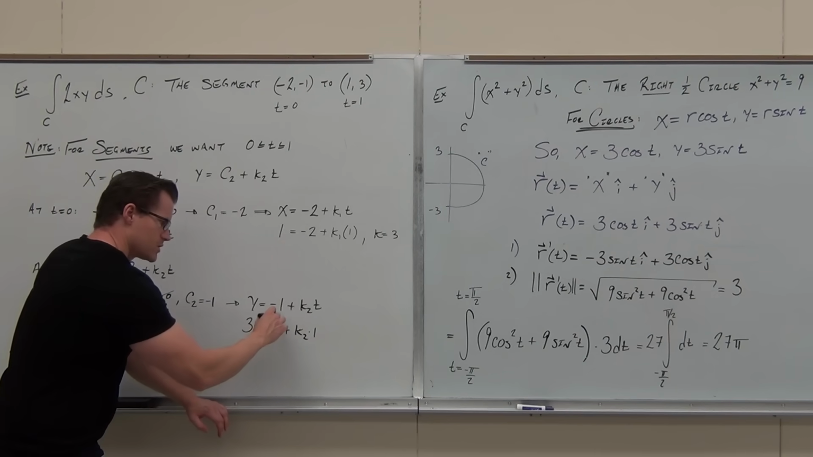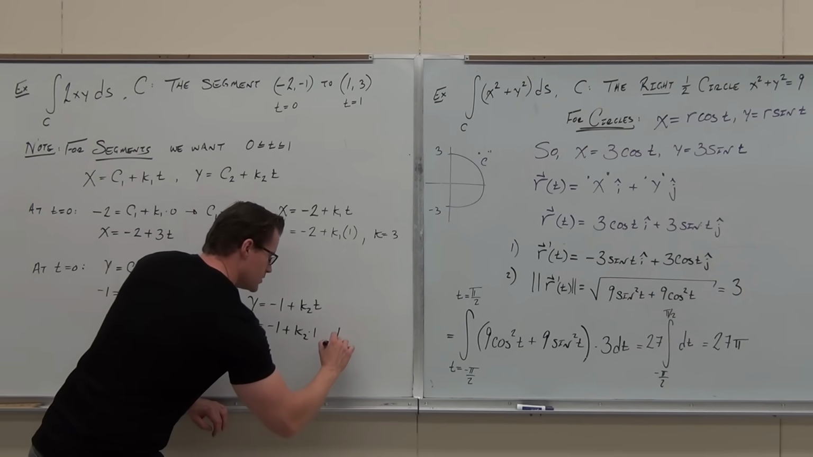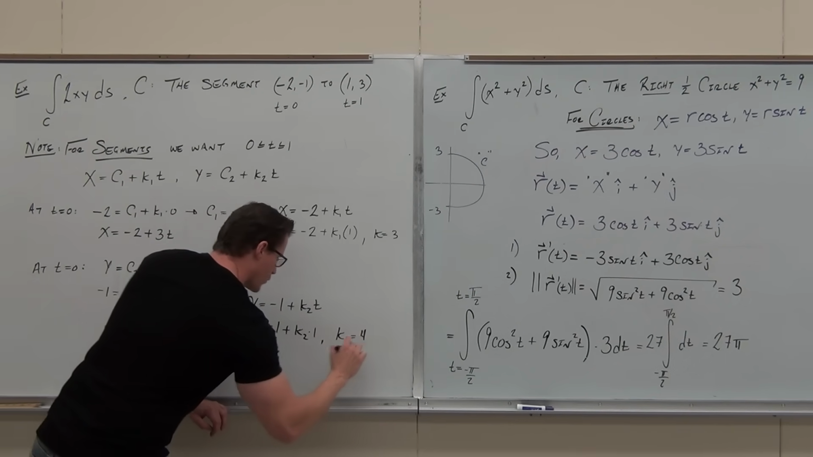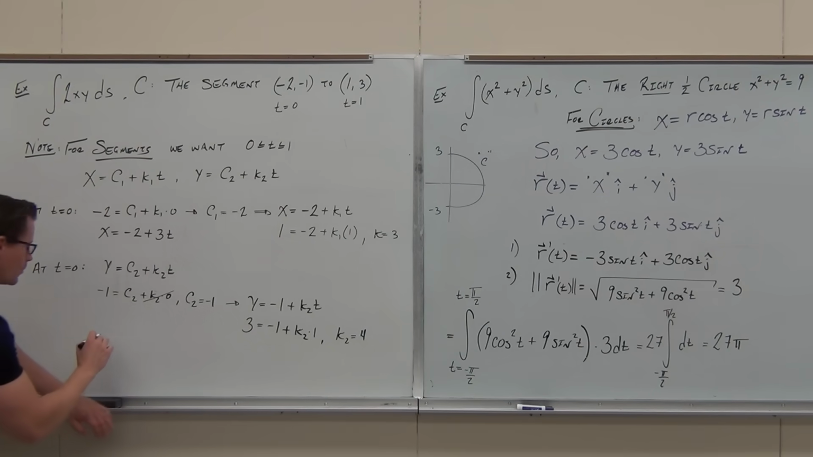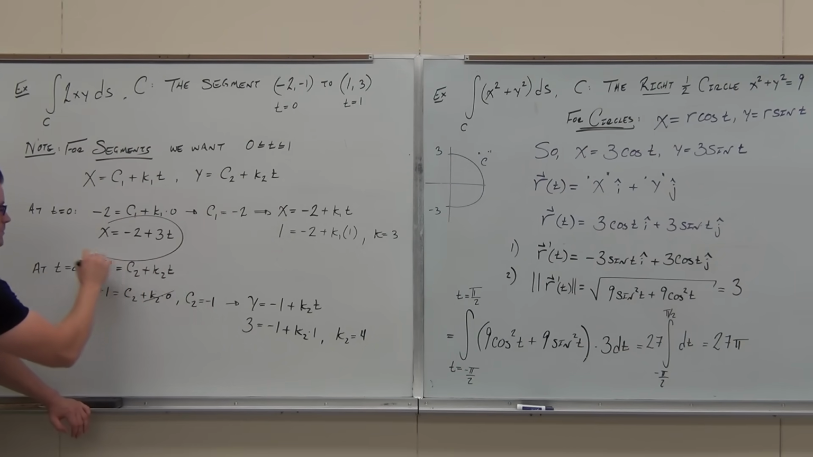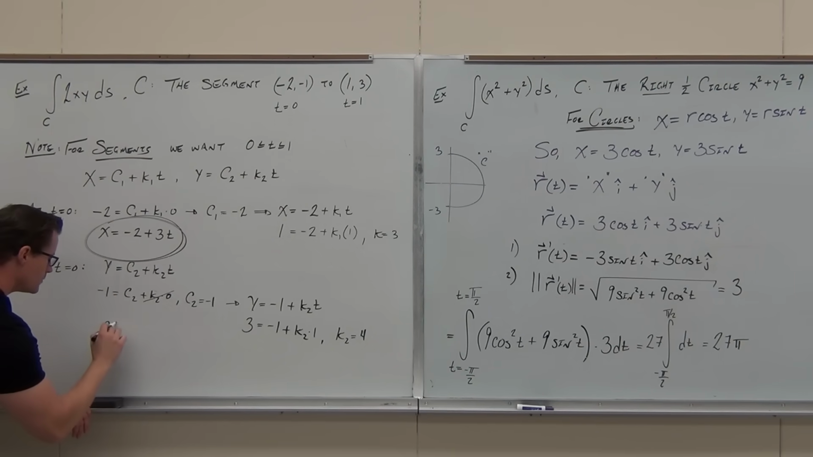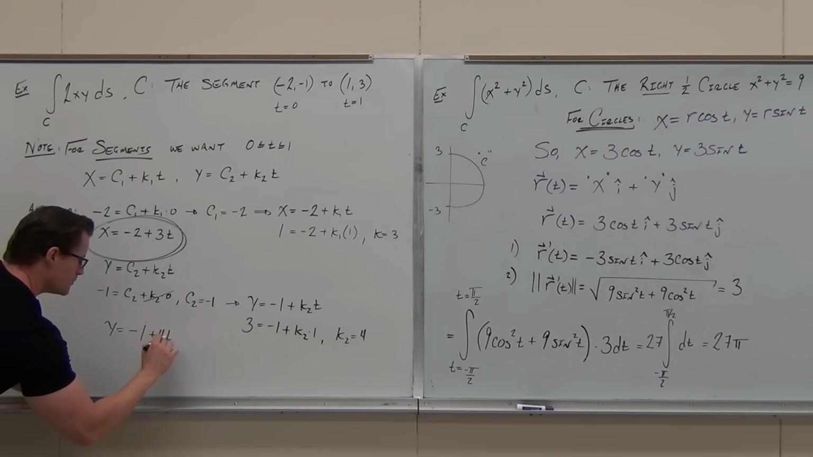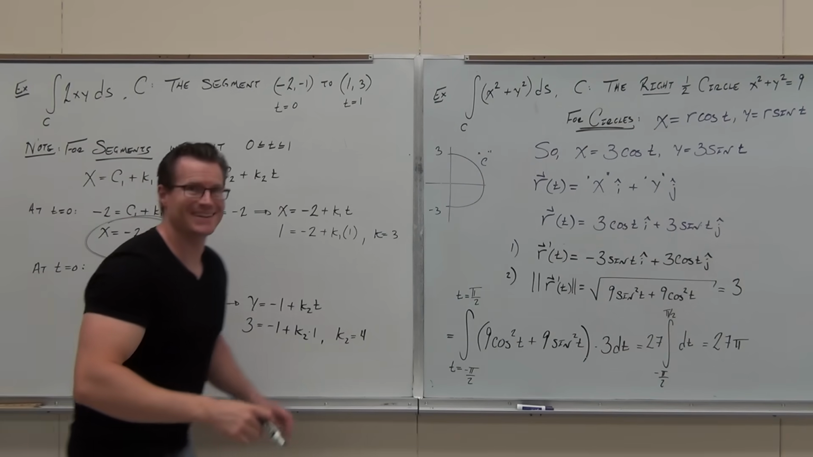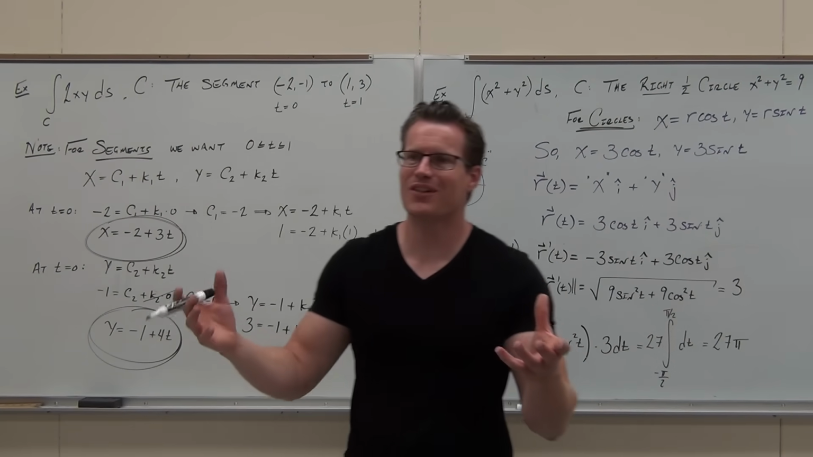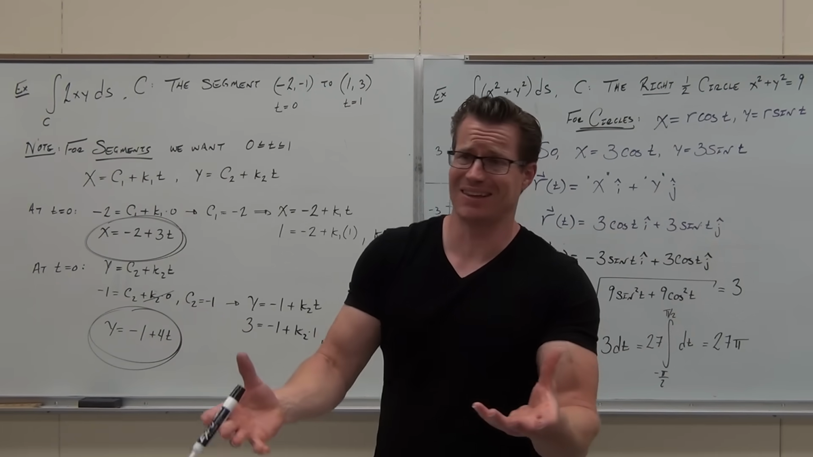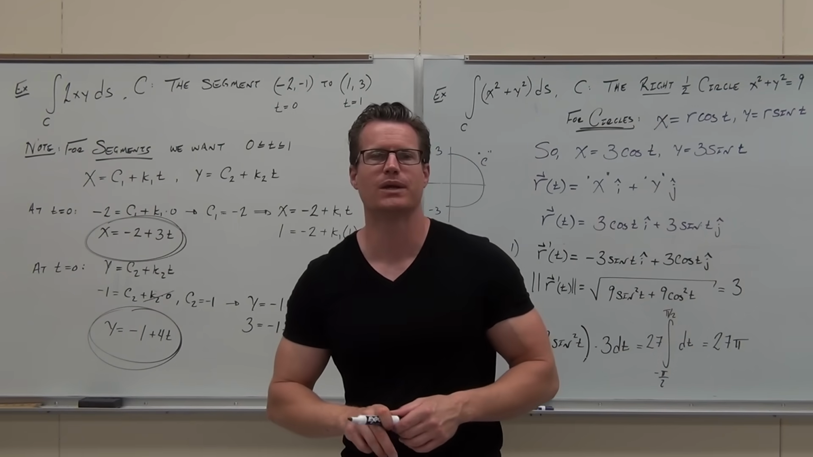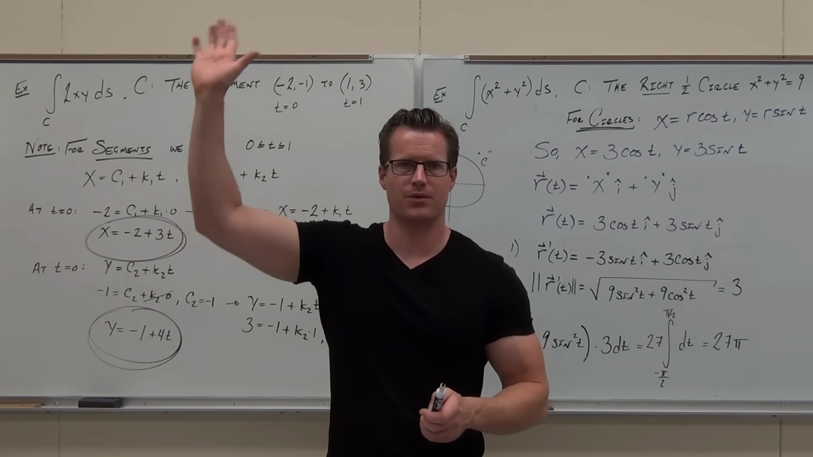Okay, well, hey, you know what? Just add that, and K2 is 4. So Y becomes... look at it! Doesn't it look like part of a line to you? It is a line. That's all we're doing. And we're making a really easy line. Should fans feel all right with that one?